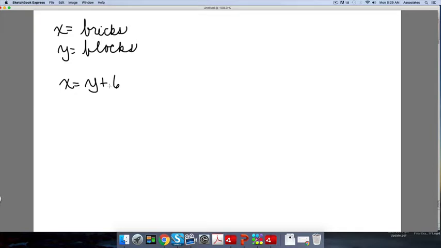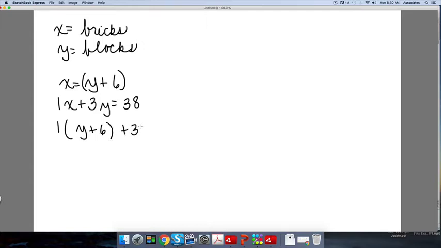And then it said the total value of my order was $38. So each brick cost $1, each block cost $3, and it added to $38. So this one's already solved. I'm going to use the substitution method, and I'm going to substitute in. So I got 1, x is y plus 6, plus 3y equals 38.